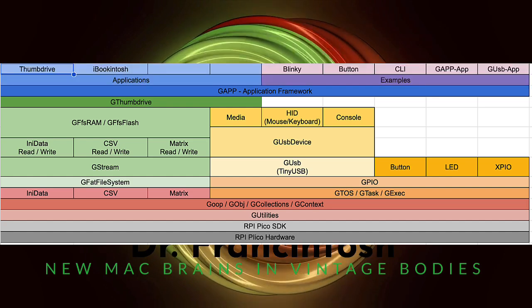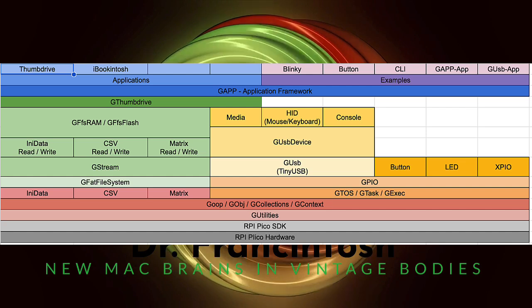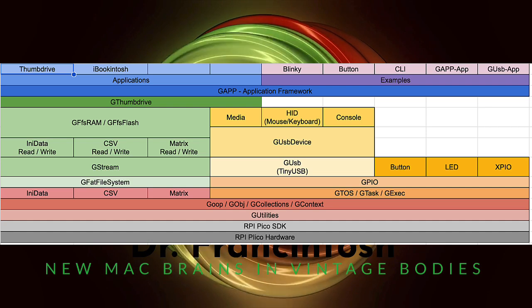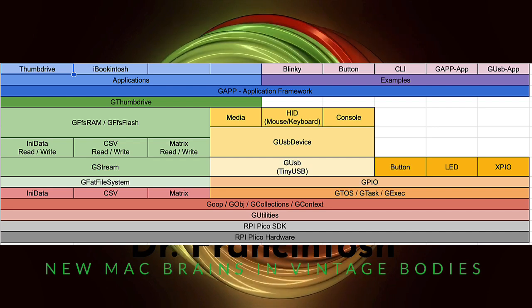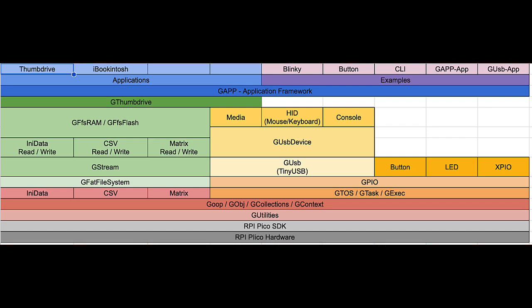Finally, above GAP are applications and examples that are shipped with GTOS, and that includes an actual thumb drive that gives you access to 64K of the flash on the Raspberry Pi Pico for configuration, things like your INI files, your CSV files, your matrix files. Of course, the big application that I'm building is the iBookintosh project. Then on the right, there are some examples.